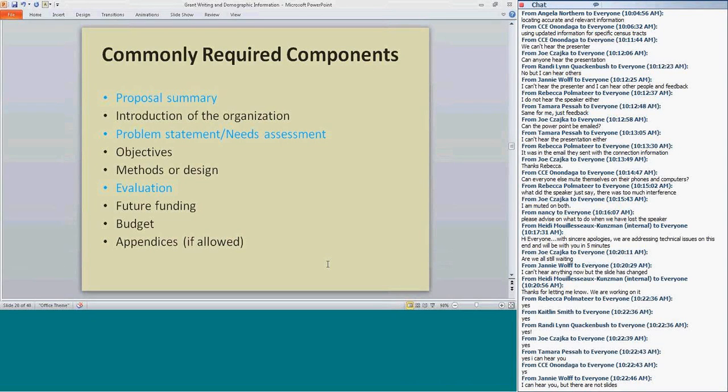So typical components of a proposal or the proposal summary: an introduction to the organization. Usually they're asking for a problem statement or opportunity statement with a needs assessment, objectives, your methods or design, your evaluation, funding budget, and of course some appendices. And the items outlined in blue are typically where I think of drawing on demographic information.